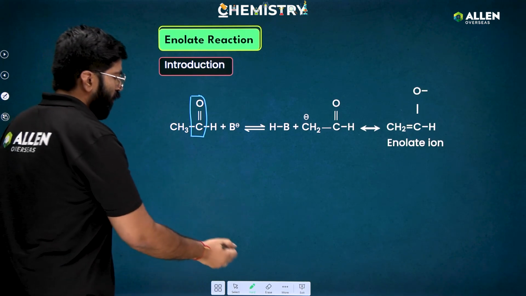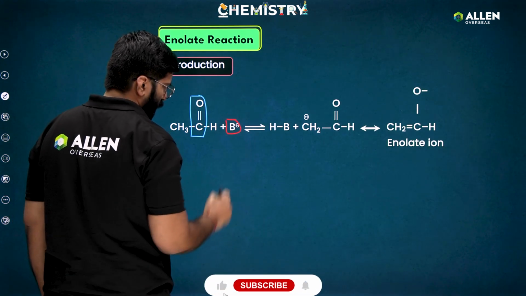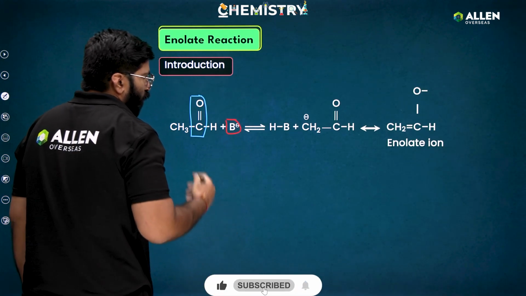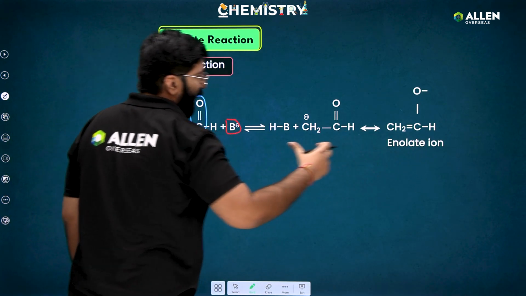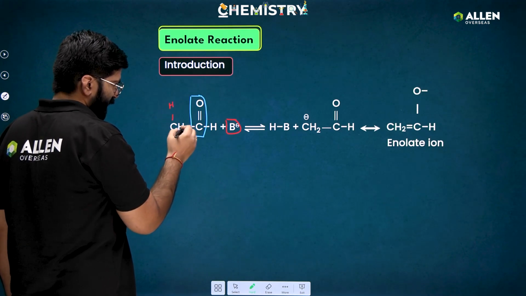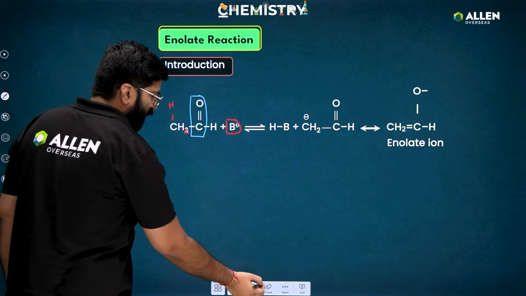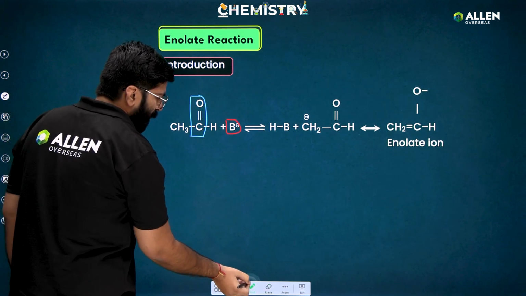Why? Because here there is a base which is ready to give its lone pair. What is going to happen? Firstly, it is going to create an enolate ion. And how is it produced? There will be one hydrogen like this, over here I write 2, and one hydrogen will be released from here.